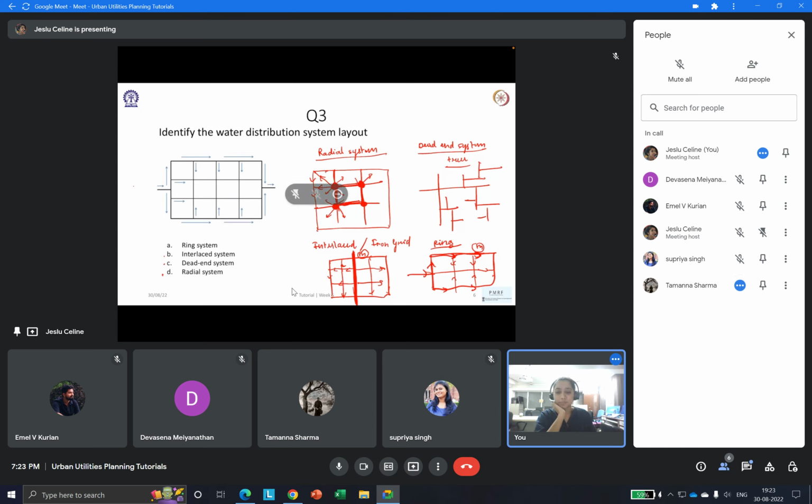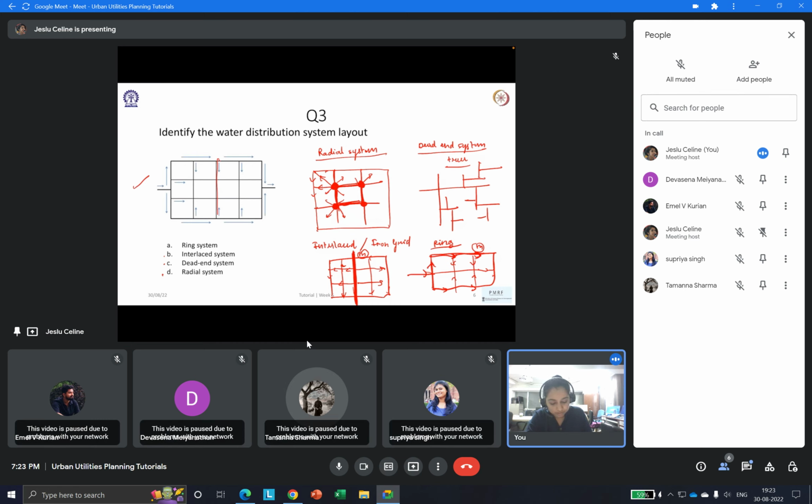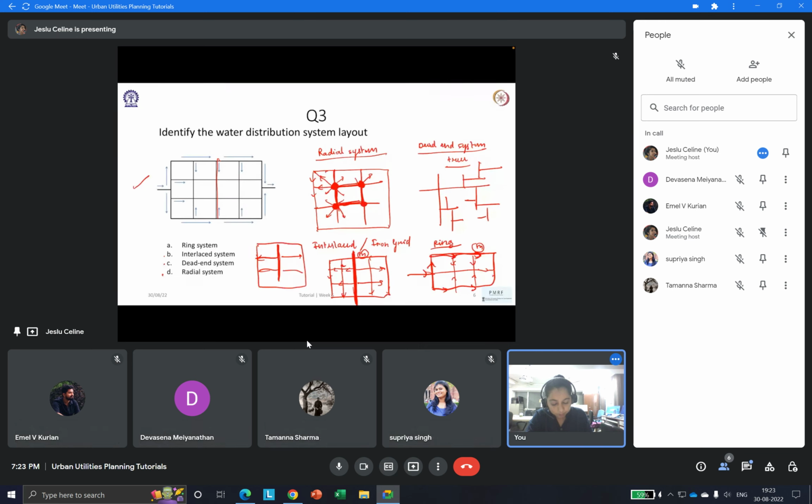Right. So, not going by the majority, the answer is ring system because, Supriya, here there is no central main. In the rectilinear or interlinked system, you have a central main, and everything diverges from it and then comes back in a loop. But if you observe, here it's clearly shown that it is directly going outside.